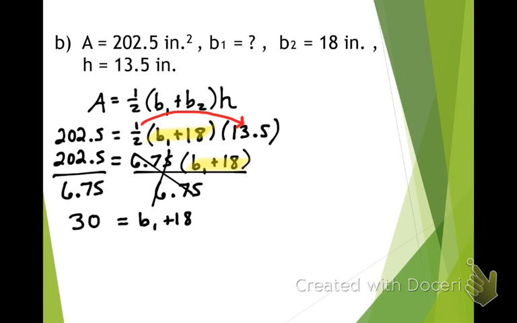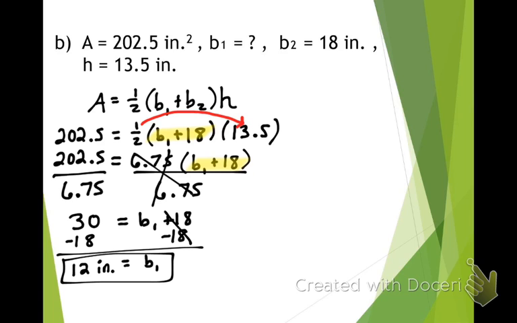Plus 18. What's the opposite of plus 18? Minus 18. If I do minus 18 to the right side, I've got to do it to the left side. This will cancel out, and on the right, I'm left just with base 1 equals what, guys? 12 inches. Okay, because I'm not finding the area, we don't want to square those, so 12 inches is correct. Does that make sense how to do that? That's a lot of work. Not really. Yes, it is.